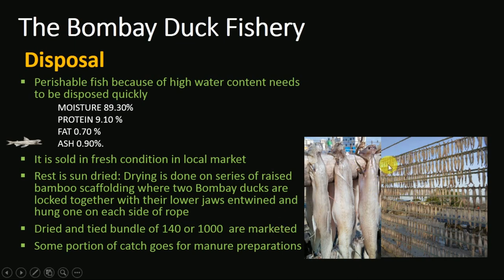Here we can see the bamboo poles erected and some ropes tied, and on these ropes the Bombay ducks are hung by interlinking their lower jaws. Two Bombay ducks are entangled with their lower jaws and hung on the rope for sun drying. After that, bundles of 140 or 1000 are made and transferred to the inland areas in a dried condition for marketing purposes.